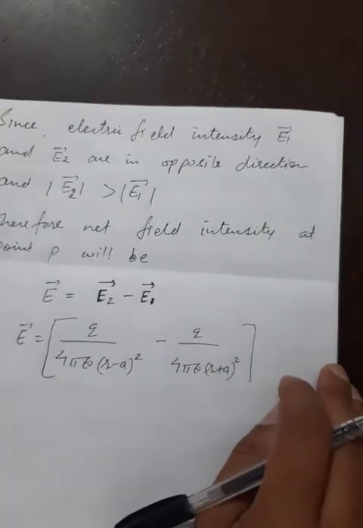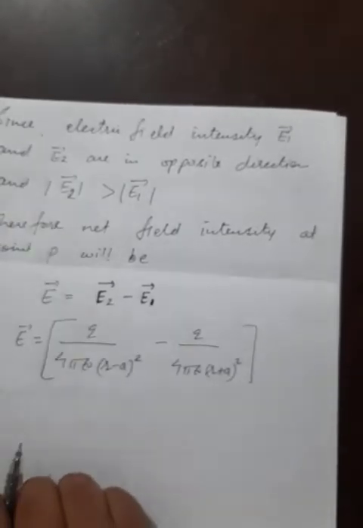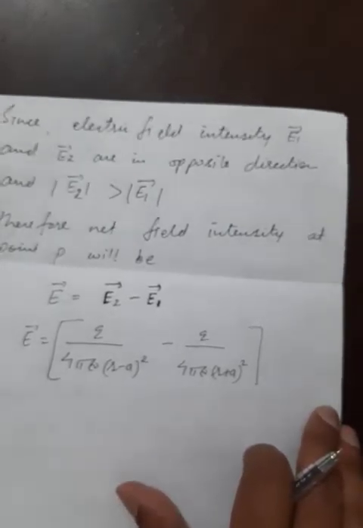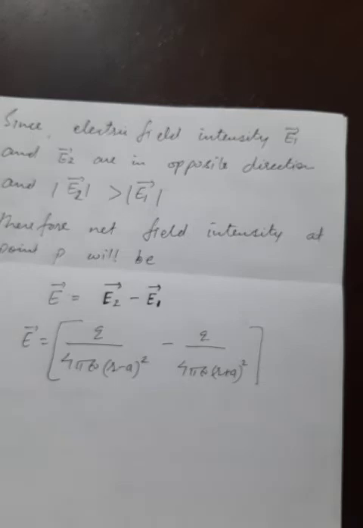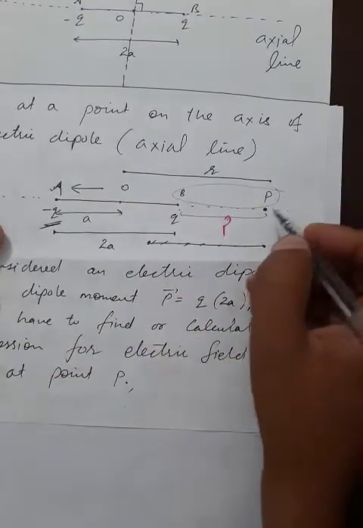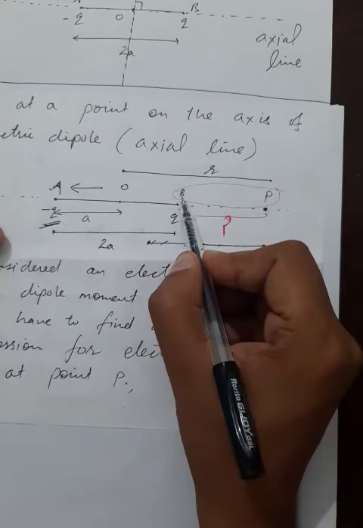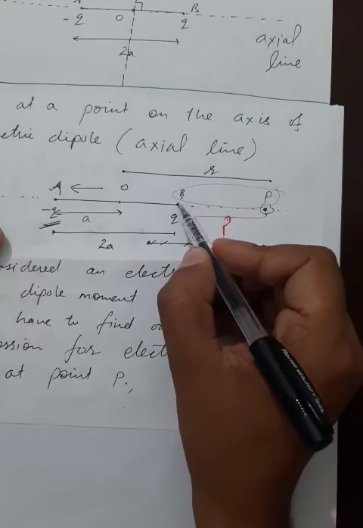Now what will be the resultant direction? That will be the direction of E2, because E2 is more in magnitude and it is near to point P where we want to find the electric field intensity. Say here is the point P and point P is near to the charge Q which is at point B. So effect at point P will be more of the charge which is at point B.